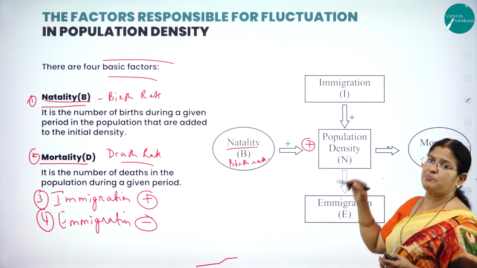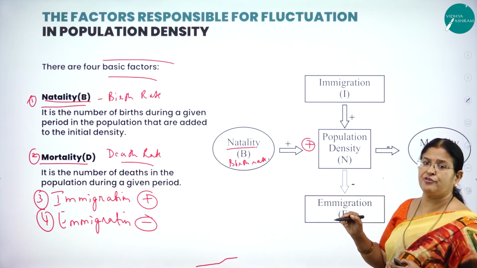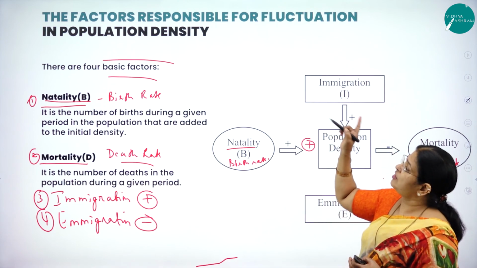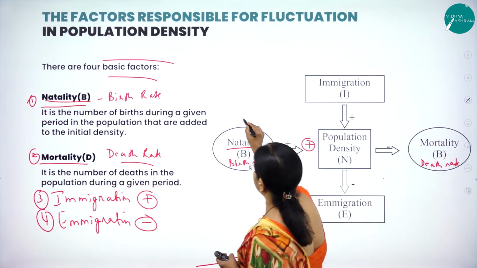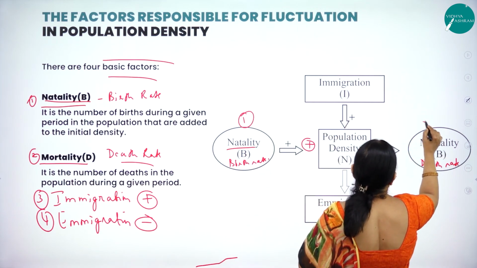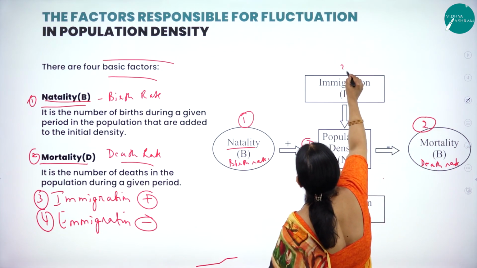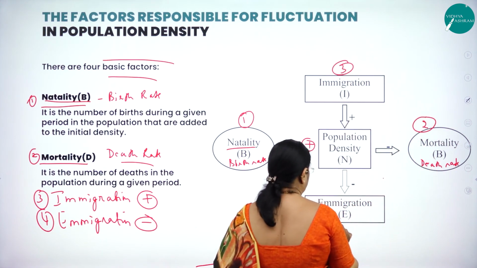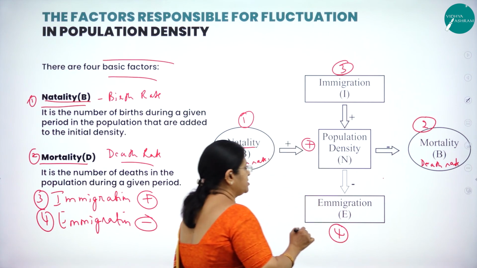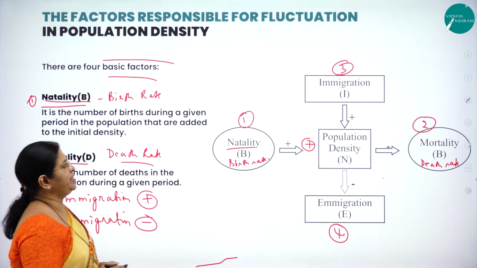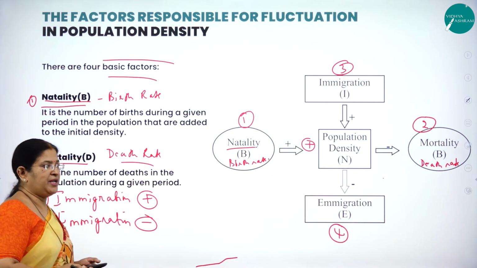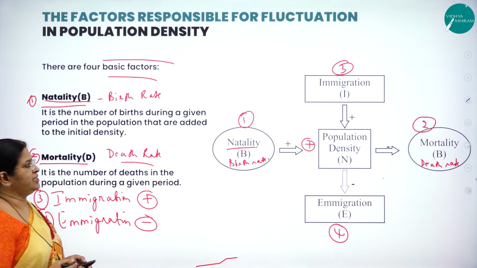So all these parameters are very, very important. What are the four parameters which are going to affect the population density? One is called natality, the second is called mortality, the third is called immigration, and the fourth is called emigration. So these are the four parameters which are going to affect the population density. What is natality?